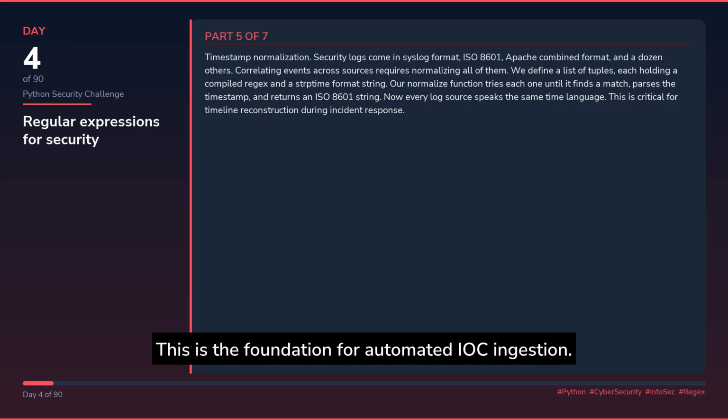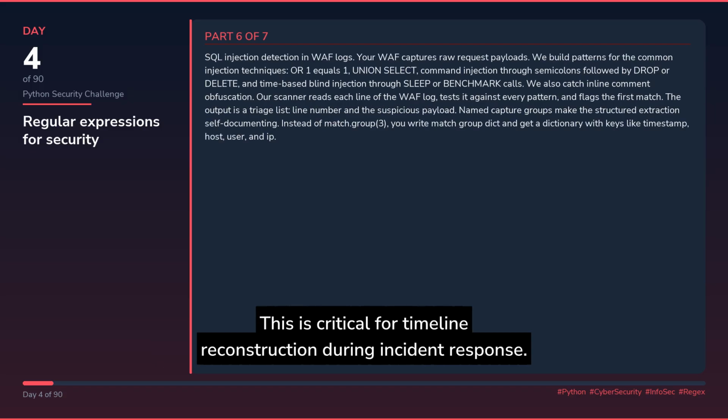Timestamp normalization. Security logs come in syslog format, ISO 8601, Apache combined format, and a dozen others. Correlating events across sources requires normalizing all of them. We define a list of tuples, each holding a compiled regex and a strptime format string. Our normalize function tries each one until it finds a match, parses the timestamp, and returns an ISO 8601 string. Now every log source speaks the same time language. This is critical for timeline reconstruction during incident response.